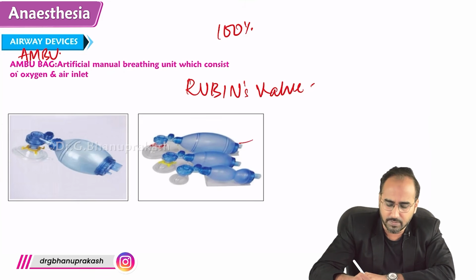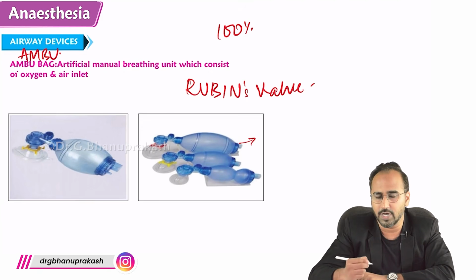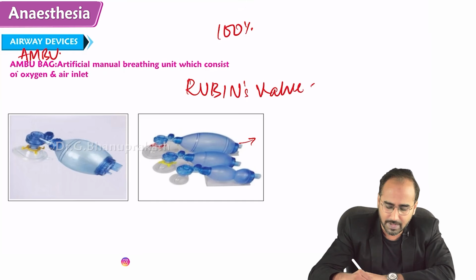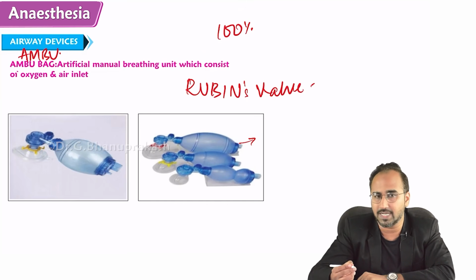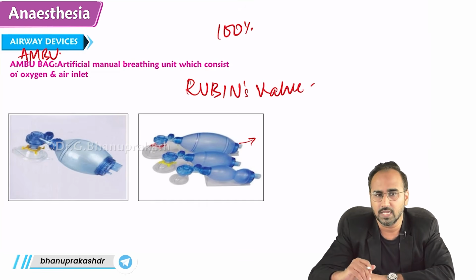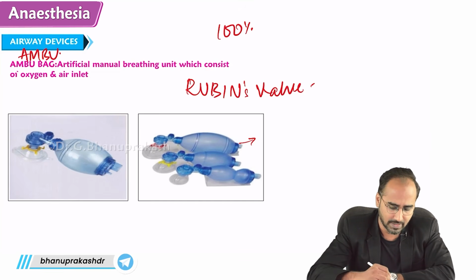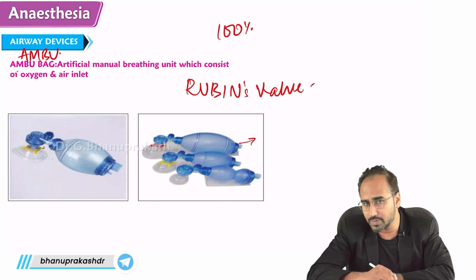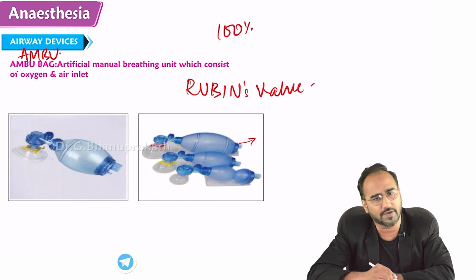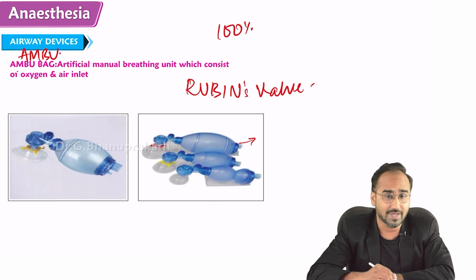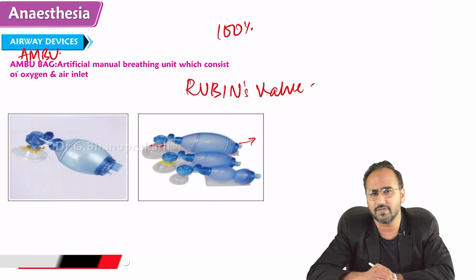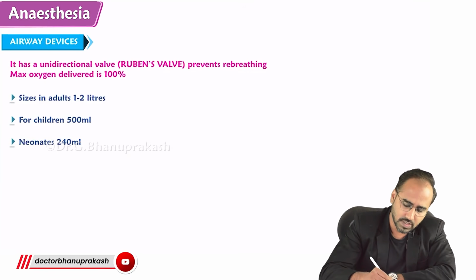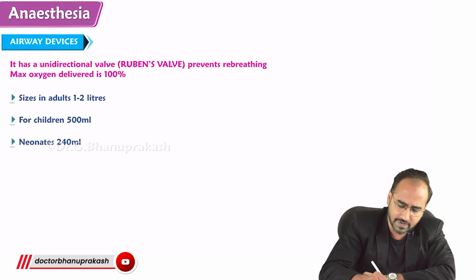There are three sizes of Ambu, depending upon the volume, and it totally depends on for what person we are using. If you are using Ambu Bag for adults, the bag size will be a bit big when you compare it to the neonates and infants. So remember, guys, the volume of Ambu in adults is 1 to 2 liters, whereas in pediatrics, as they are having low tidal volume, 500 ml, whereas in neonates, as they are having very low tidal volume, we use 240 ml.